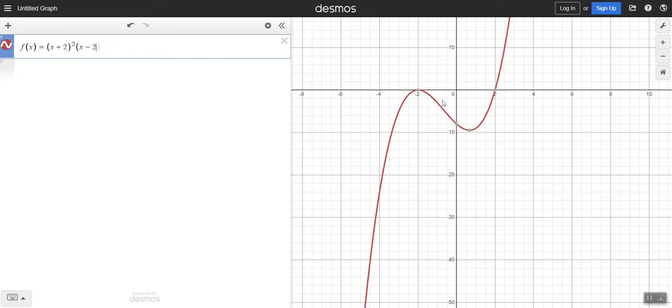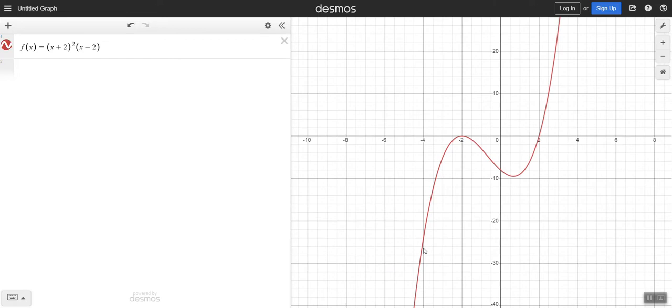And notice it looks very much like what we predicted, right? Down to the left, we come up and bounce right off, just touch and bounce off that x-axis there at -2. Down through our y-intercept of -8. We knew there had to be a minimum here somewhere, and there was. And then back up through that second x-intercept at +2.